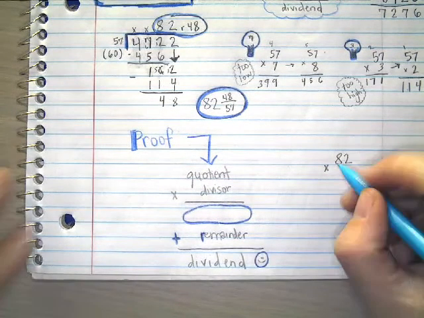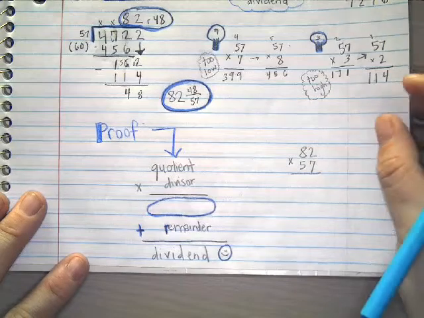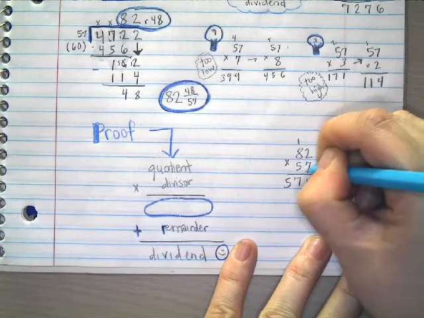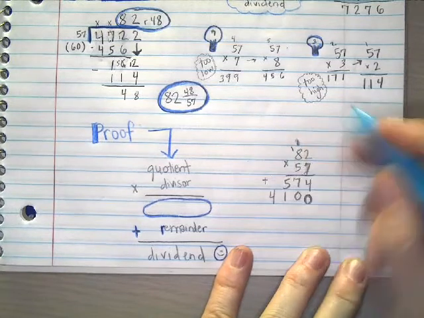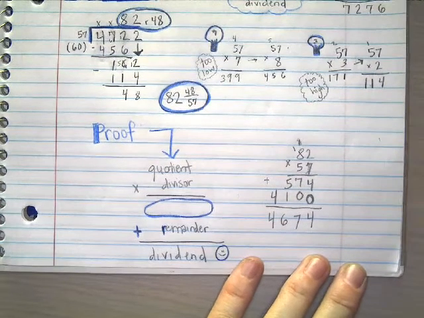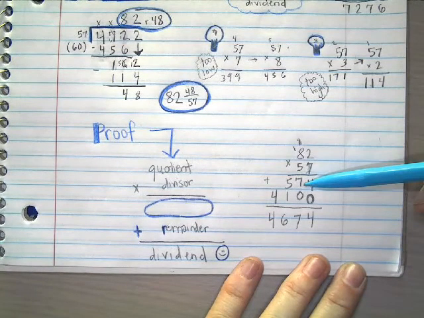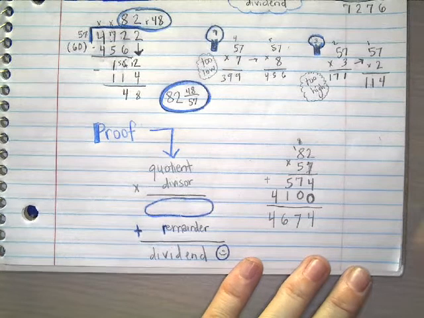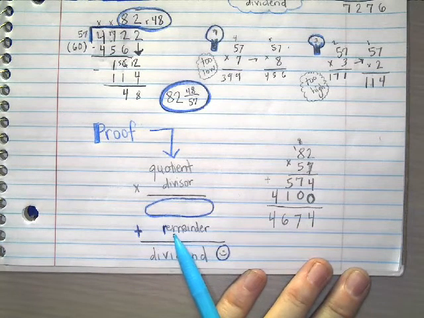So take the quotient. Remember, it's just 82. So I take 82 and I times it by the divisor, which was 57. This is going to be a double by double, or I'm going to have to use a 0 for place value. Go ahead and multiply that together and see if we get the same partial products. Did you get the same partial products as me? 574 and 4100. If you didn't, double check.